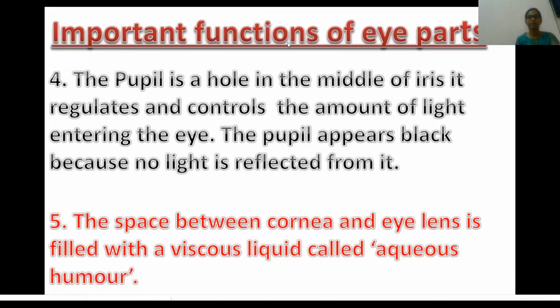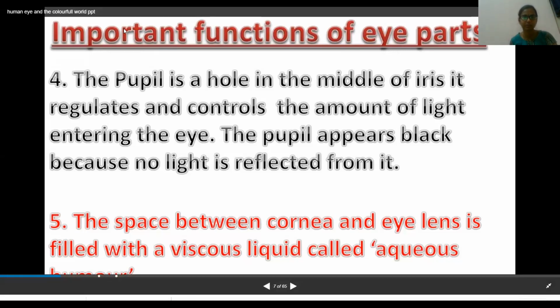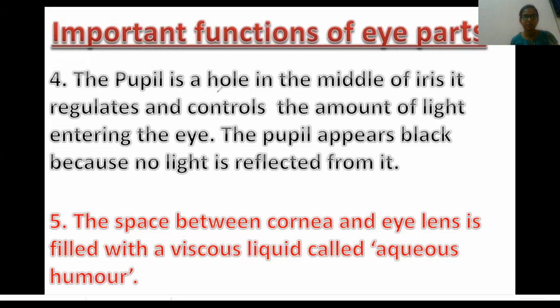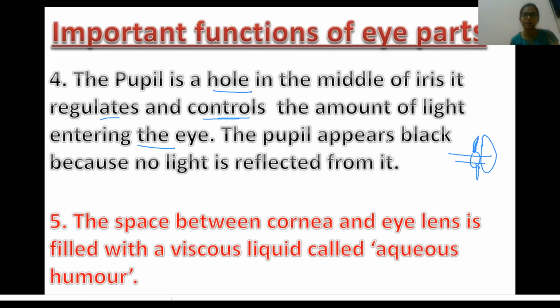Yes, children. Now try to understand another important part of the eye, that is the pupil. Here the pupil is just a small hole. The pupil is a hole in the middle of the iris that regulates and controls the amount of light entering the eye. Suppose this is the eye lens. In front of it, the iris. Okay, the iris and the pupil. The pupil is a gap where light is going to enter. It will contract. Its work is to control and regulate the amount of light entering the eye. The pupil appears black because no light will reflect back.